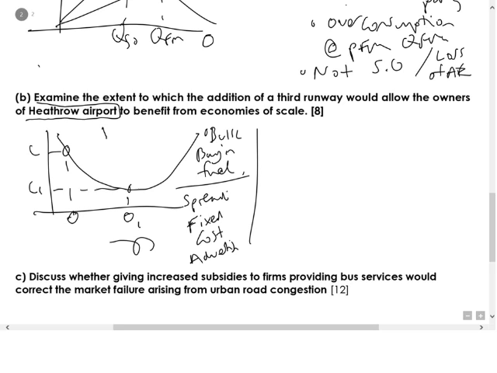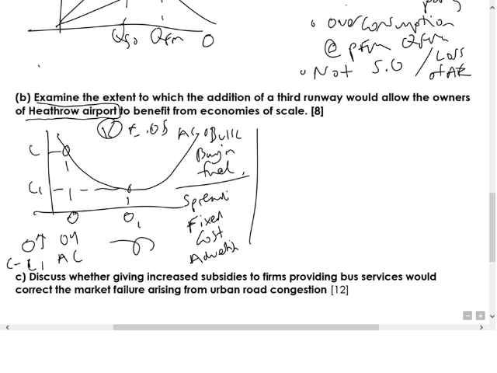A definition would be a good place to start of economies of scale, and then a reference to the graph that as output increases to output 1, that the cost, or the average cost per unit, reduces to C1.